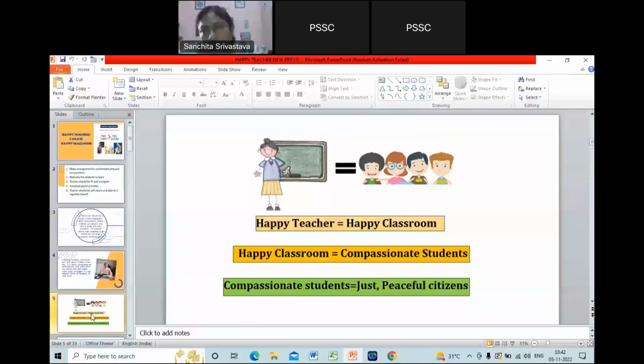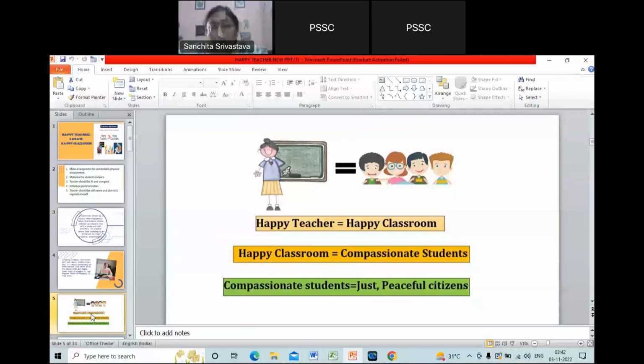Okay. Now, compassionate students. If the students are compassionate, remember that today's students are tomorrow's citizens. So tomorrow's citizens would be very peaceful citizens. Because if compassion is there, feeling is there, the energy level will always be positive, and you will have a very compassionate society. So that means what?